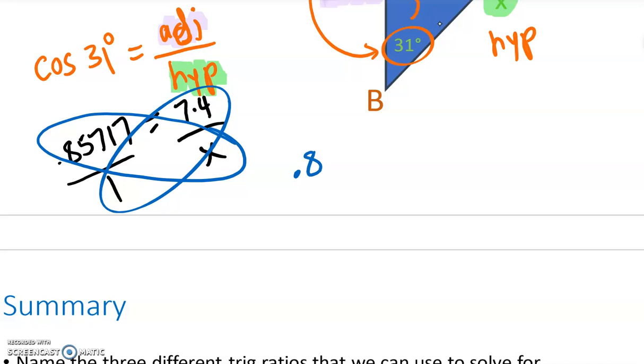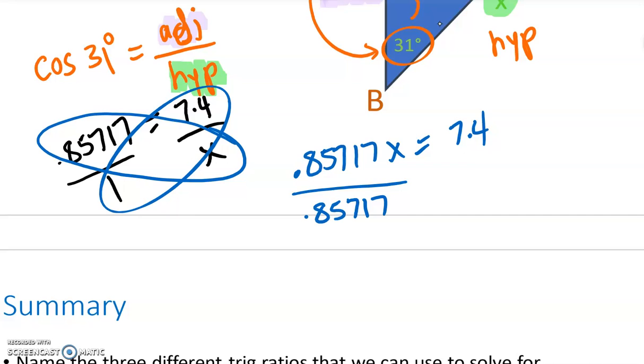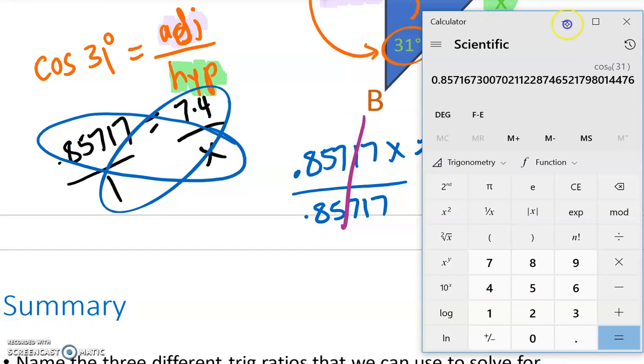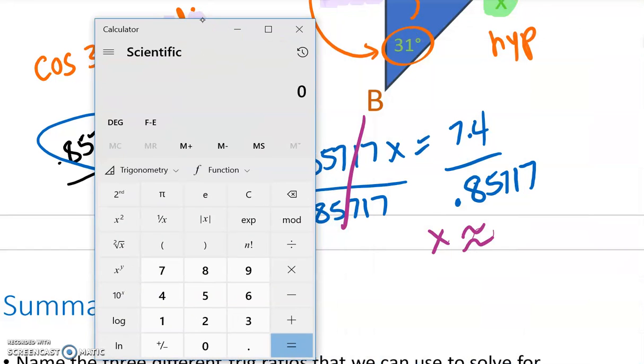So 0.85717x is equal to 7.4. And to solve for x, we're going to divide both sides by that cosine 31 ratio. And there we go. So now we can say x is approximately. So let's take our calculator and figure out what that is. So I'm going to say 7.4 divided by 0.85717.